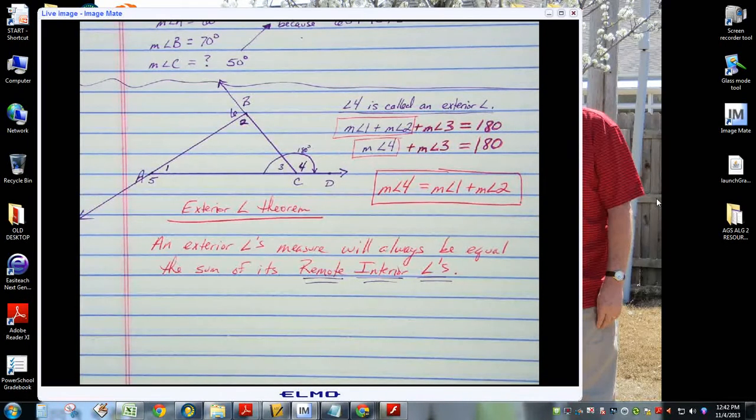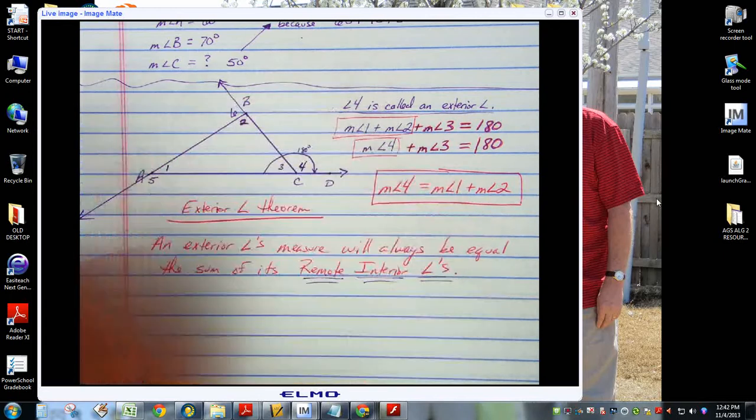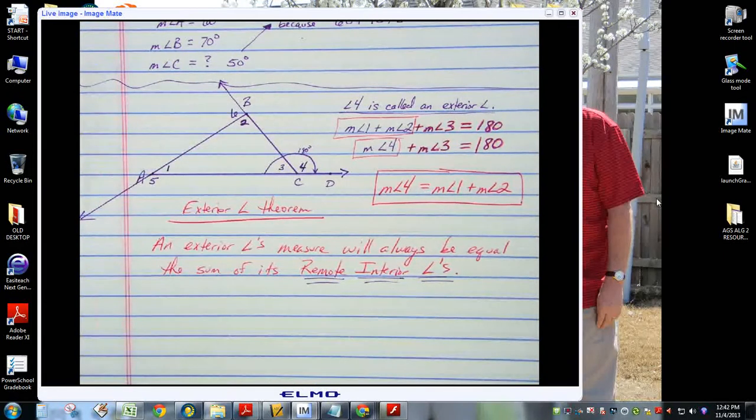It's pretty good. So you need a remote for 1 and 2, right? Because it's not right beside it. That's pretty corny, I know. Maybe it's so corny that maybe you'll remember it. 1 and 2 are not next to 4, so they want a remote. Remote interior angles.